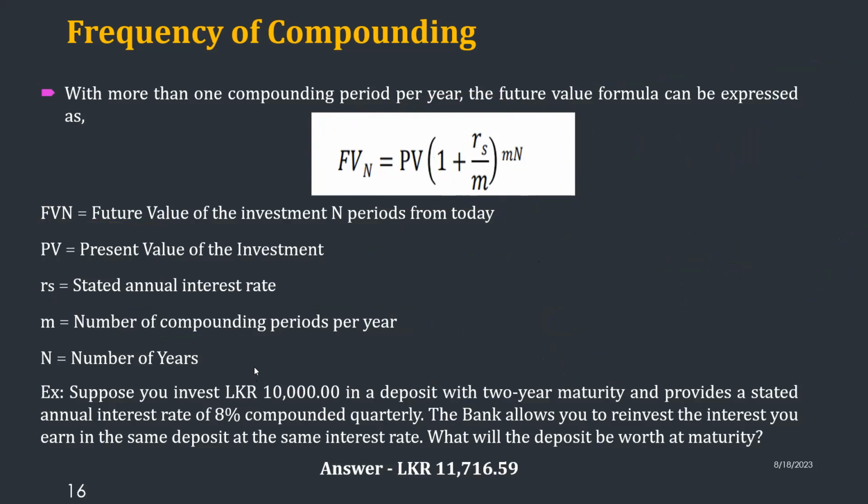So here we are given an example. Suppose you invest 10,000 rupees in a deposit with 2-year maturity and provide the stated annual interest rate of 8% compounded quarterly. When you read a question like this, you have to get an understanding about all these values. By reading this, you can identify this 10,000 rupees. That is the present value. With a 2-year maturity, that is the number of years, so you can put N.